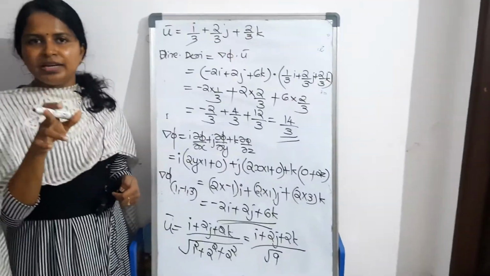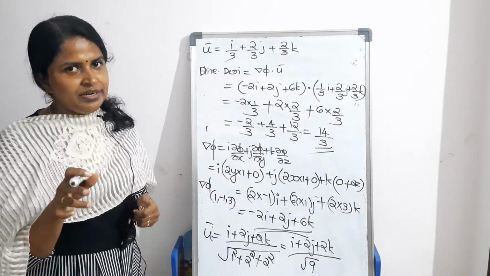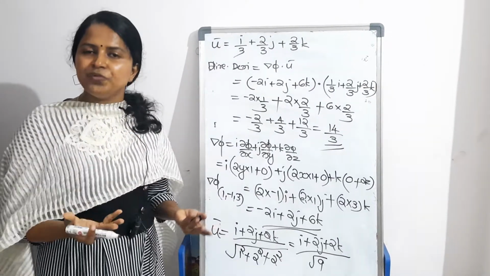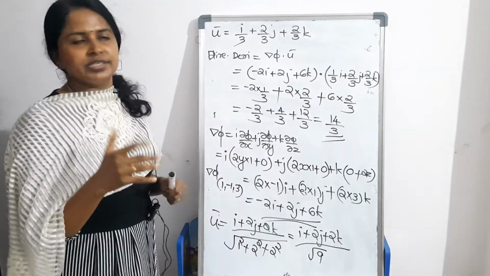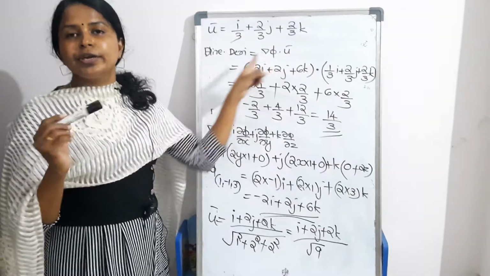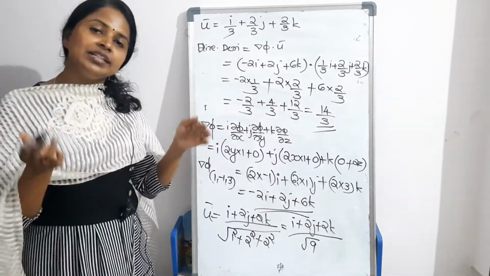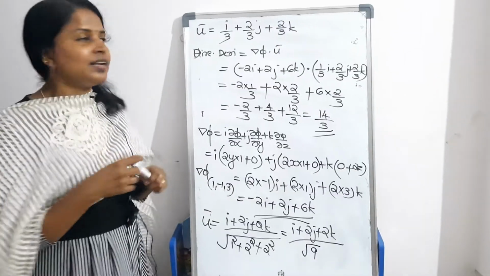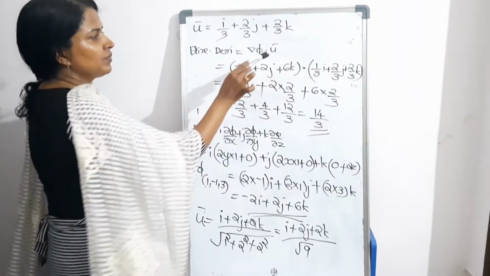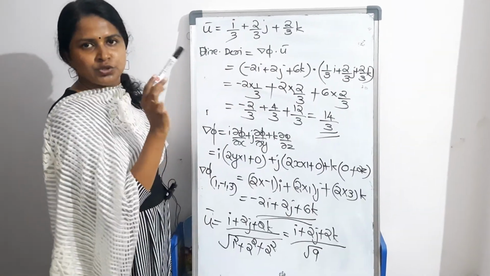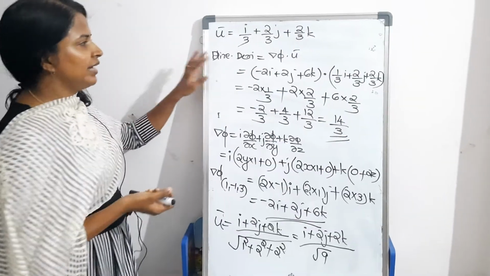That is, the formula is del phi dot u cap. Here phi is given, then we find del phi. Del phi is the gradient of phi at the given point. Then find u cap. U cap is the unit vector. One vector is given, then find the unit vector of that vector: vector divided by modulus of the vector. Then take the dot product of these two vectors, del phi dot u cap. We get the directional derivative.